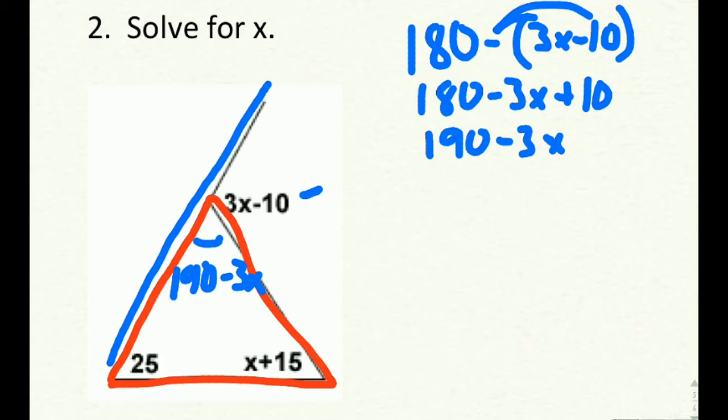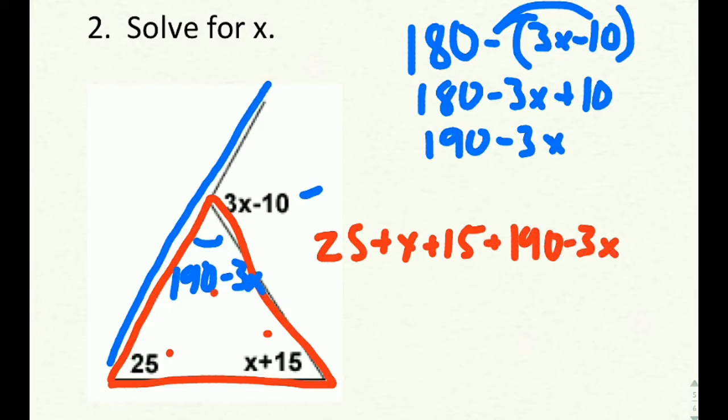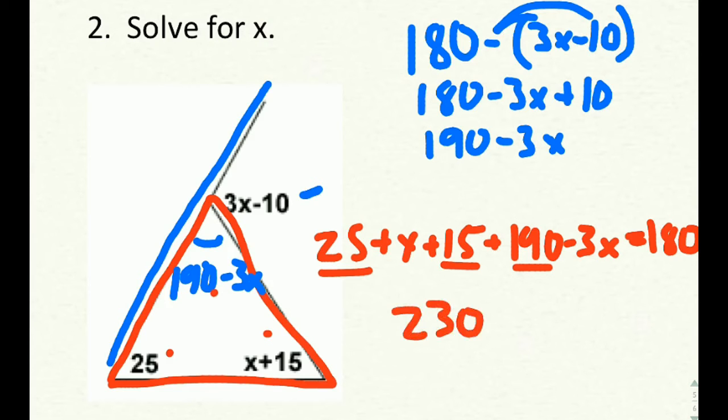Now, once we have that in here, let's go ahead and add up the 3 pieces of our triangle to equal 180. So I have 25 plus x plus 15 plus 190 minus 3x. And those 3 angles in my triangle should equal 180. A little bit weird, but let's see if we can make this work. We have our number pieces over here, so 25 and 15 is 40, plus 190 is going to be 230. We also have an x and a minus 3x, so that's going to be minus 2x, and that's equal to 180.